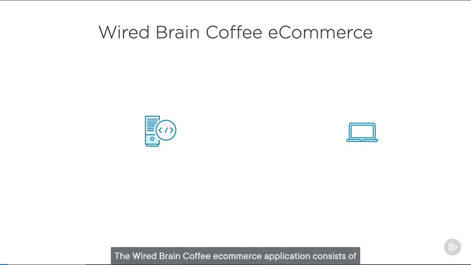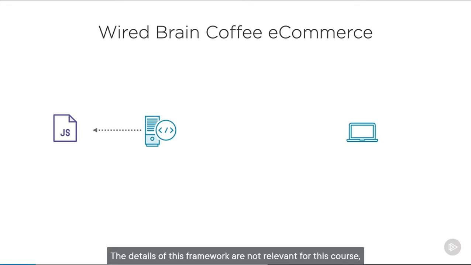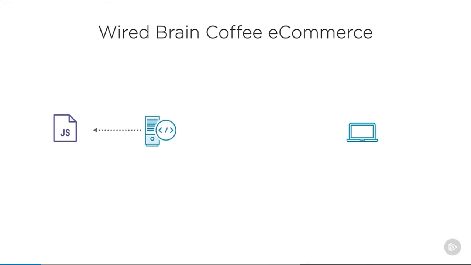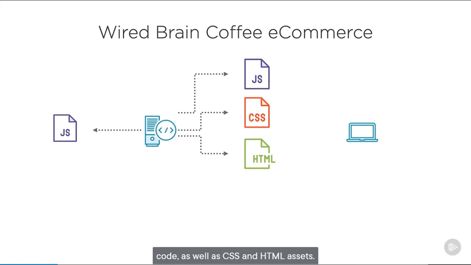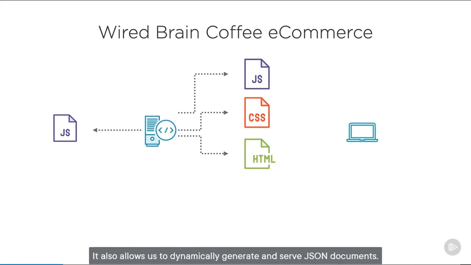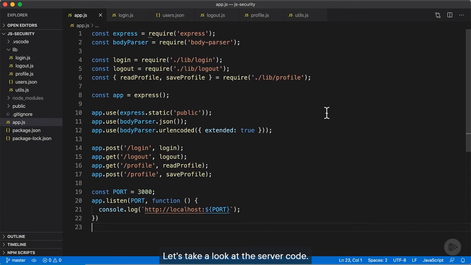The Wired Brain Coffee e-commerce application consists of two components, server and client. The backend code is implemented in JavaScript using Node.js and the Express framework. The details of this framework are not relevant for this course, but it allows us to easily handle serving JavaScript code as well as CSS and HTML assets. It also allows us to dynamically generate and serve JSON documents. All those files are served by the server to the browser.